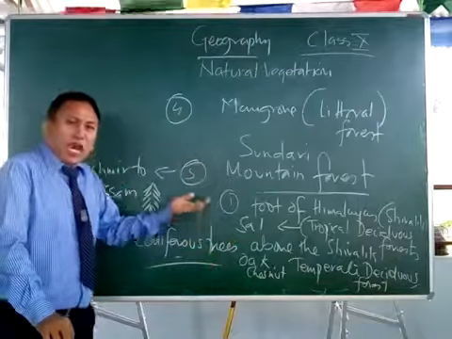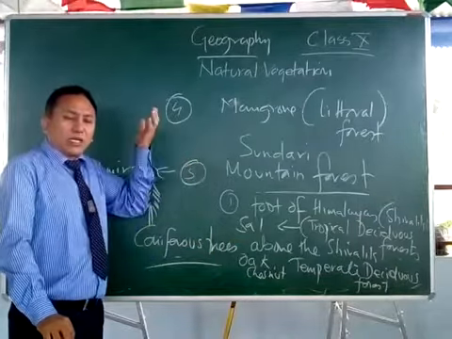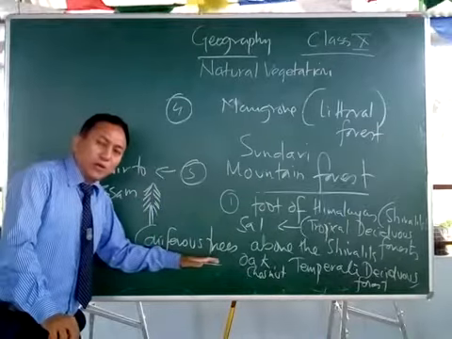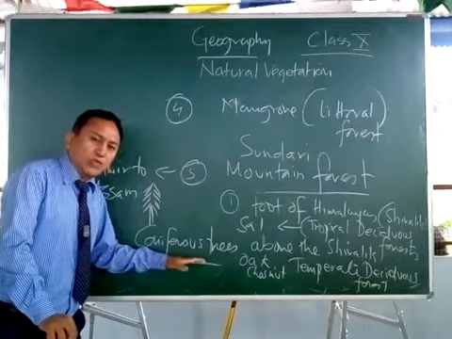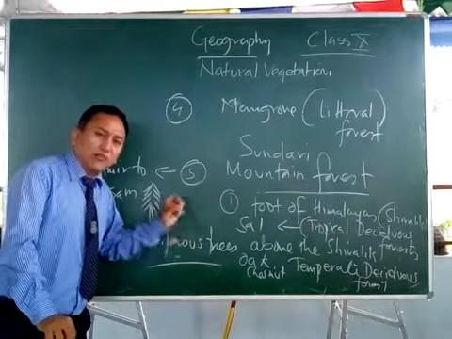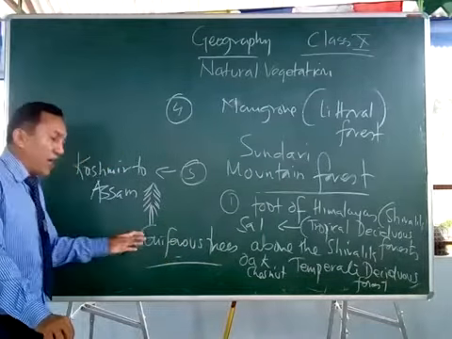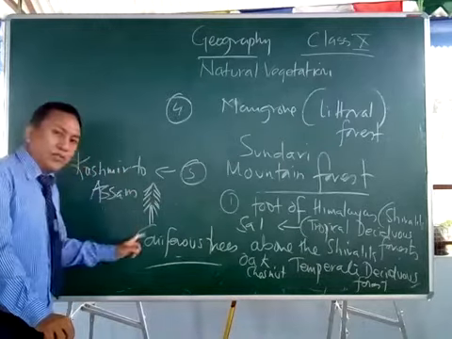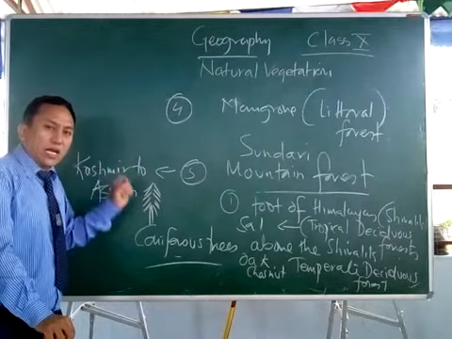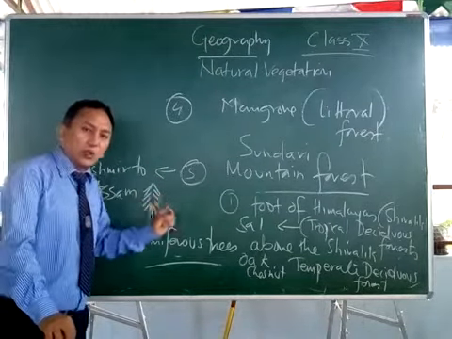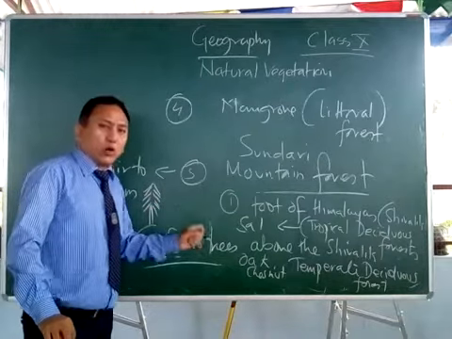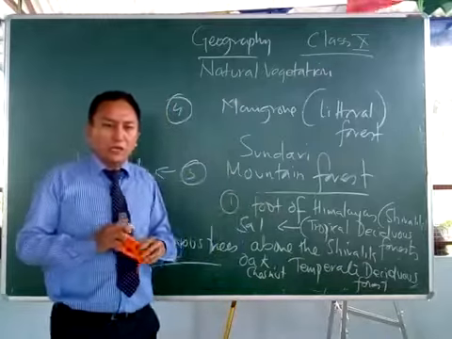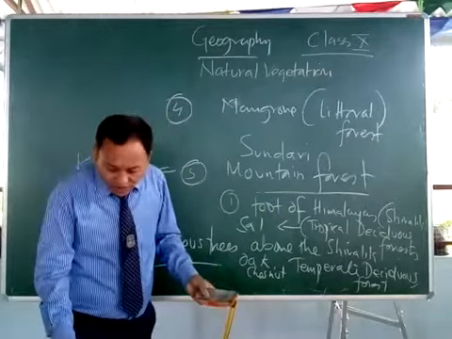If you go still a bit higher up the mountain, we come to the colder region where we have coniferous trees, cone-shaped trees, like pine, cedar, fir, and so on. And then, if you go still a little bit higher up, we have only grasses and flowering bushes growing in the region. Because of the cold temperature, nothing grows there. So, this is a little bit about the mountain forest as well.